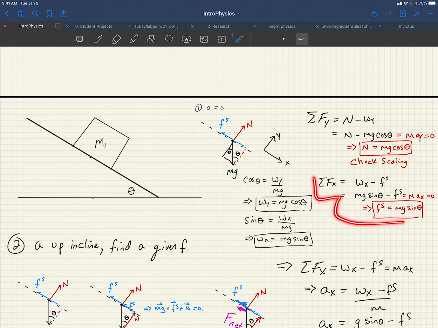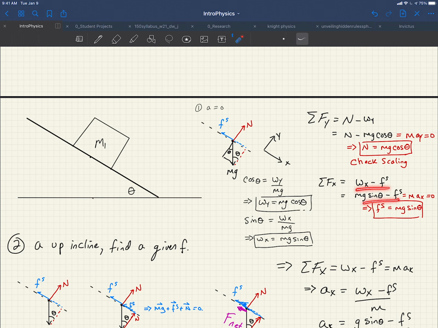We then go on to check the x equations. We say, okay, weight is not, again, in the x or y direction. It has a component in the x and a component in the y. So we have weight x. In this case, we said down incline is positive. So weight is positive. And friction is going up the incline, which we then say is negative.